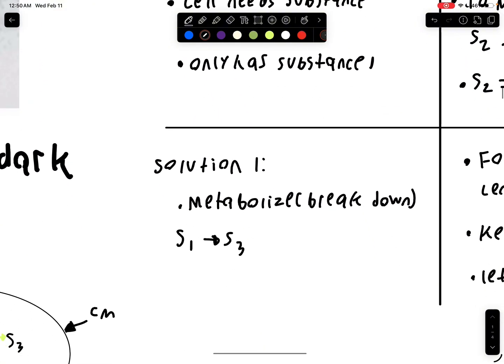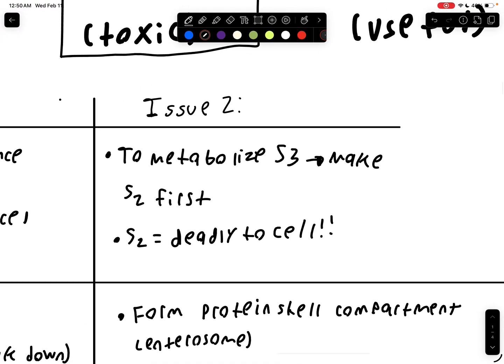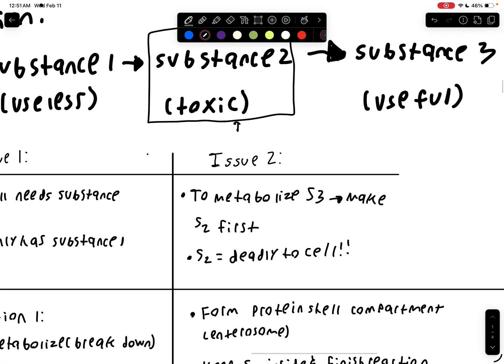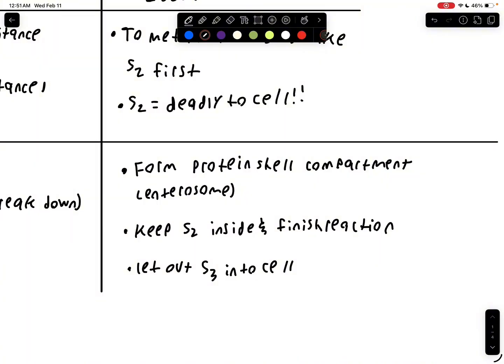So what can it do? What it does is it metabolizes or breaks down this first substrate into substrate 3. So that sounds great. You have substance 1 and you want to turn it into substance 3. Let's do it. Well, we ran into another issue. To metabolize or to break down substance 3, you need to make substance 2 first. And remember, substance 2 is deadly to the cell. See how I wrote toxic over here? So what do you need to do? Or what did prokaryotic cells do?